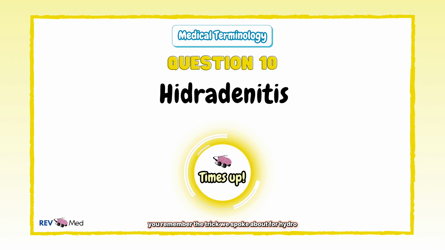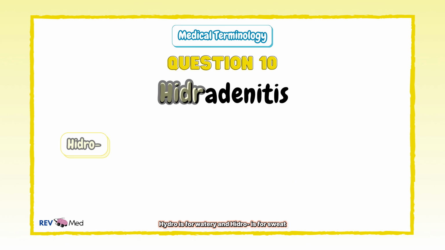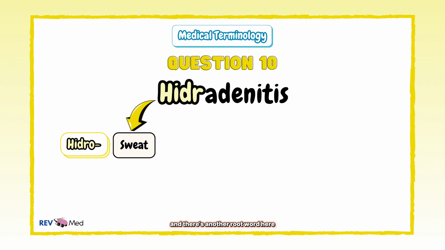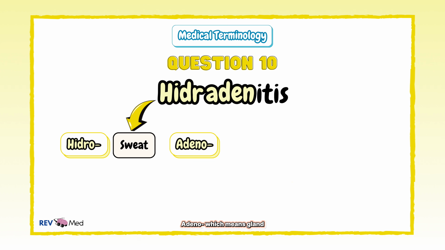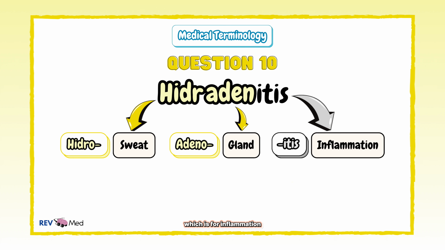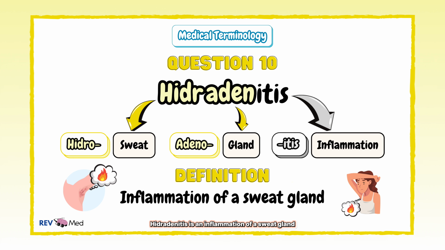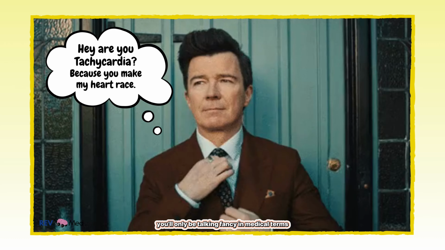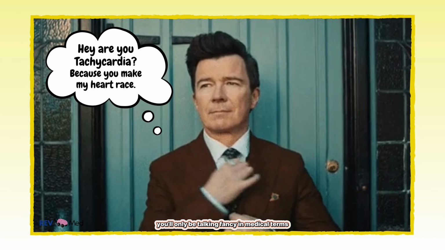You remember the trick we spoke about for hydro? We said something hydro is for watery, and hydro is for sweat. And there's another root word here, adeno, which means gland. And finally, we have itis, which is for inflammation. Hidradenitis is an inflammation of a sweat gland. Wow, soon enough, you'll only be talking fancy in medical terms.